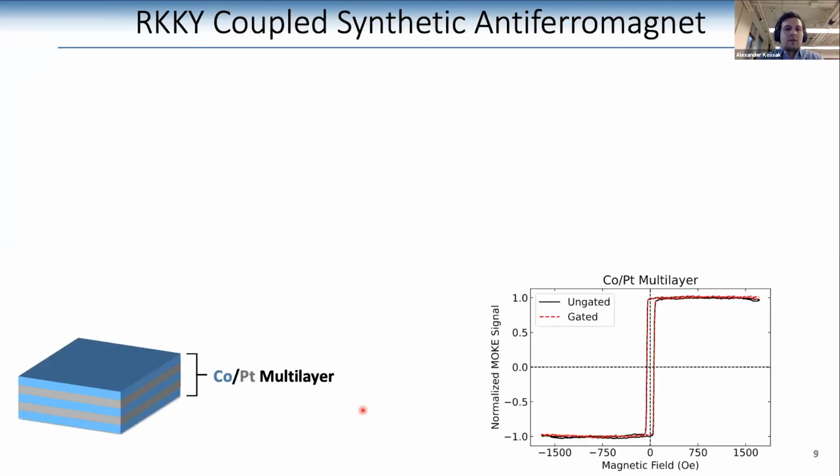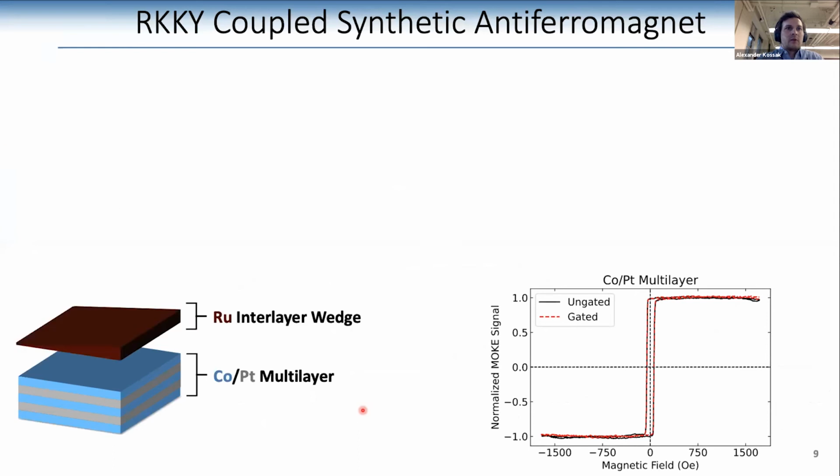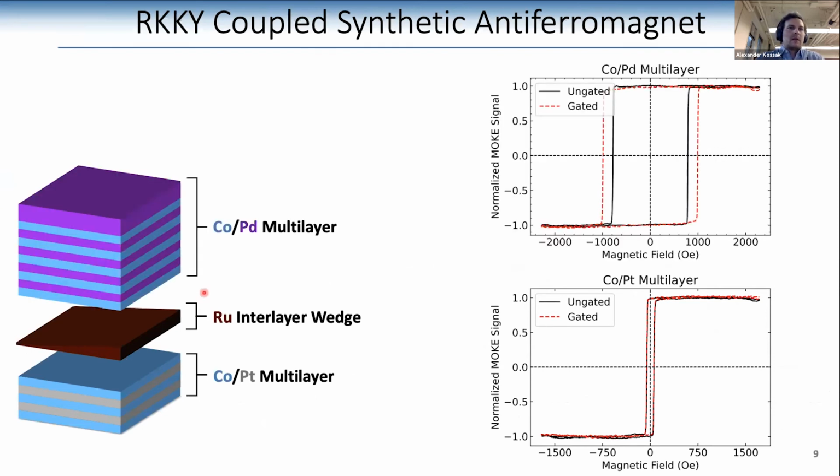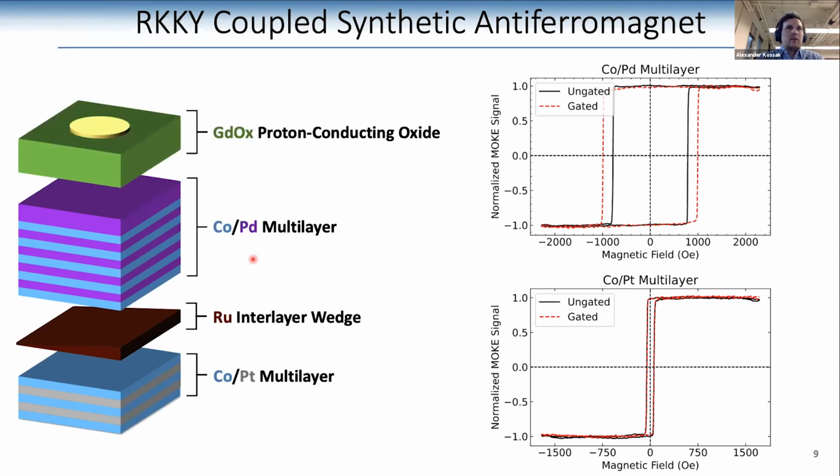So for that reason, we've designed this RKKY coupled synthetic antiferromagnet that's made of a cobalt platinum multilayer separated by another magnetic layer using a ruthenium interlayer wedge that we grow, so the ruthenium has a varying thickness laterally across our sample. And the top magnetic layer is a cobalt palladium multilayer. And then we have our proton conducting gadolinium oxide and a gold electrode. The reason we're using a cobalt platinum multilayer here is because we want to control the coercivity to make it extremely low, so that it's a quite good free layer, easy to switch.